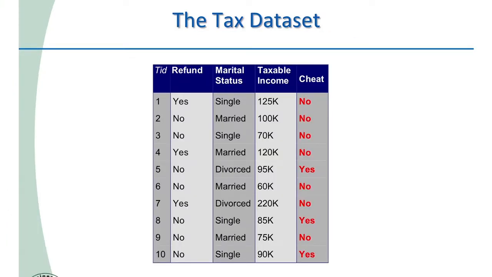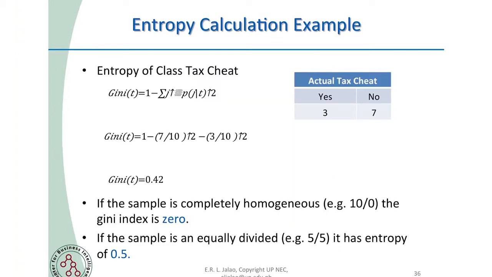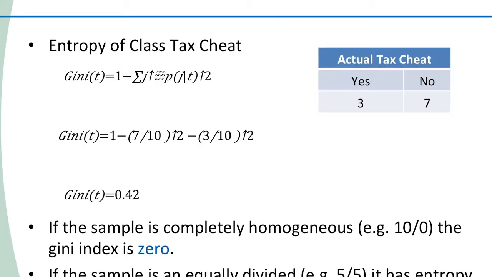So let's go to the tax data set. The scenario here is that we would identify which ones cheat on their taxes. So let's calculate the entropy of the class tax cheat. We know that in the data set we have 3 yes and 7 no. So 3 are tax cheaters while 7 are honest people. In essence, if we calculate the Gini index for this node, it's just equal to 1 minus the summation of p of j given t squared. So it's just equal to 1 minus 7 out of 10 squared minus 3 out of 10 squared, which is equal to 0.42.